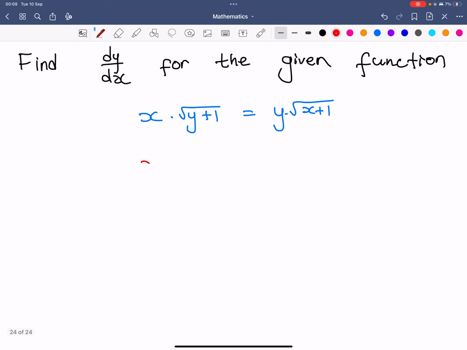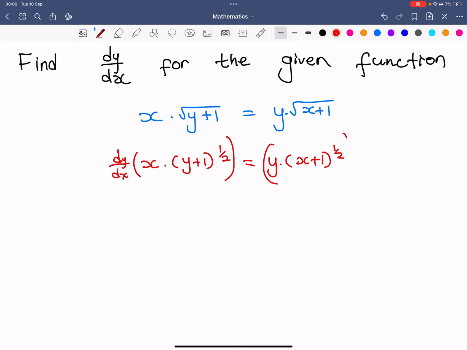So this will actually be x multiplied by (y plus 1) to the power 1 over 2 equals y times (x plus 1) to the power 1 over 2. I've changed that, and then I'm going to indicate that I'm going to differentiate on both sides. So d/dx on this side, and I'm also going to apply d/dx on the other side as well.